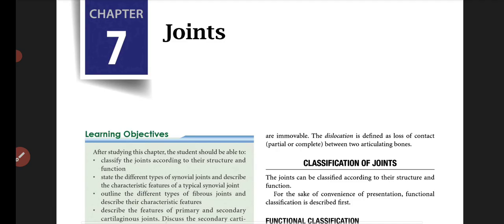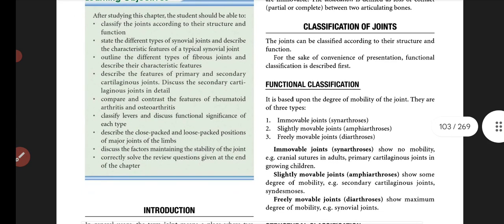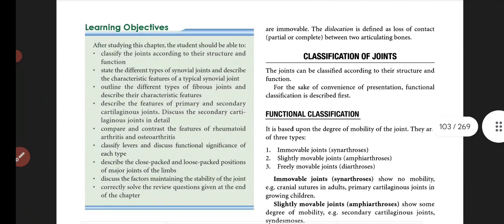Today we are going to study one of the most important chapters or topics of anatomy: joints. Now, before moving to the main topic, we also want to discuss the objectives of studying this chapter. We will study the classification of joints, the definition of joints, and the description of each and every joint.